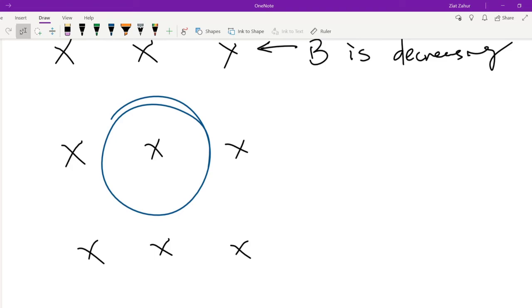If B is decreasing, we need more X's inside of the loop. So we are going to create our own magnetic field that goes into the page because B is decreasing. And in order to do that, there will be a current that flows clockwise around this loop. So when the current flows clockwise, we get extra magnetic field going into the loop. And this extra magnetic field will fight the decrease in the original magnetic field. So that part is great, right?